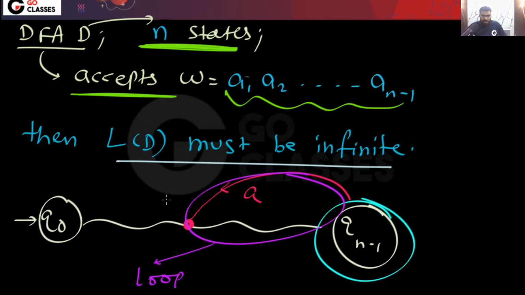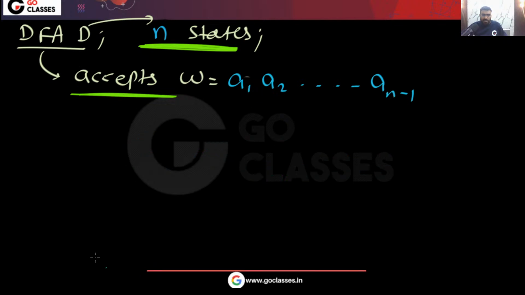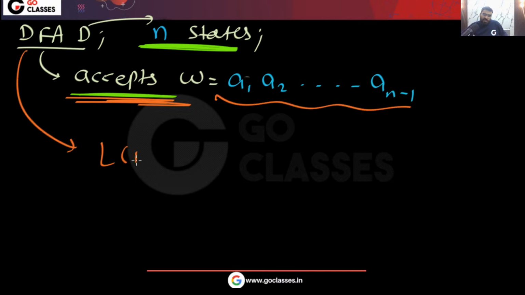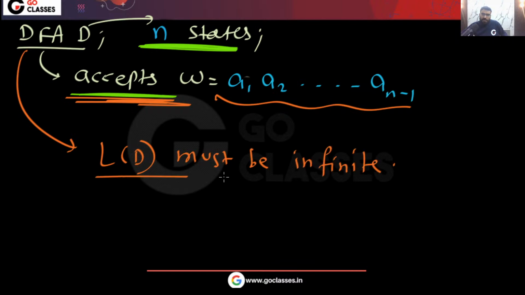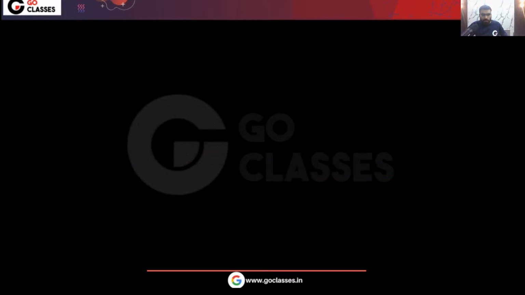Okay. So the language must be infinite. So that's it. Is this clear? So in this type of situation, the language LD must be infinite. Okay. So is this point clear? Please tell me, is the proof clear?